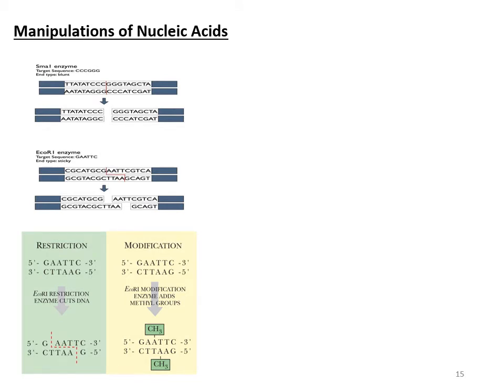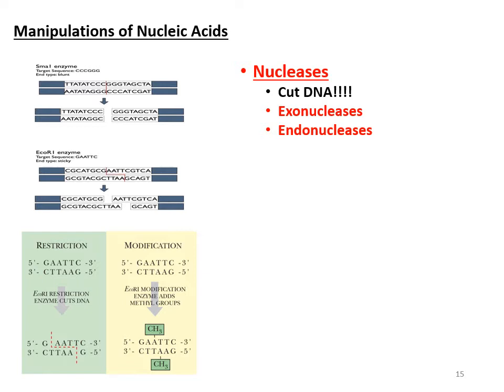Now, when we talk about genetic engineering, all of this is about being able to cut and manipulate DNA. Remember we said nucleases are the enzymes that we use to cut DNA, and there are exonucleases and endonucleases. If you think of what exo means, it means outside. So exonucleases will cut at the end of a sequence, whereas endonucleases will cut in the center, within the sequence.